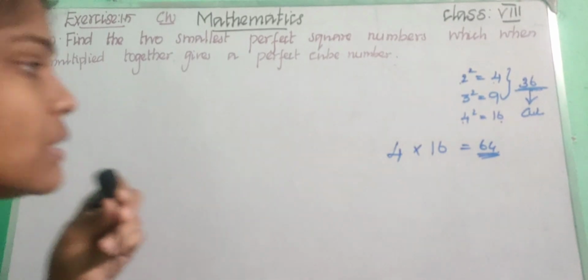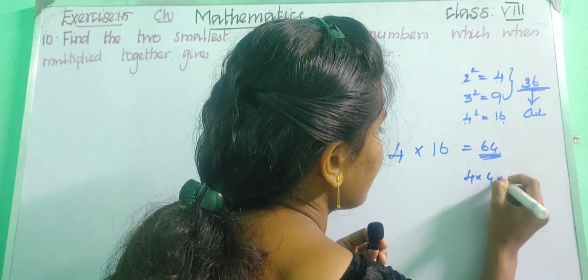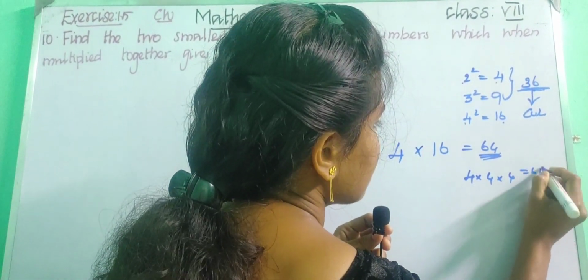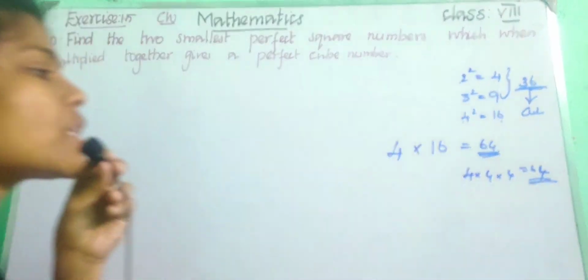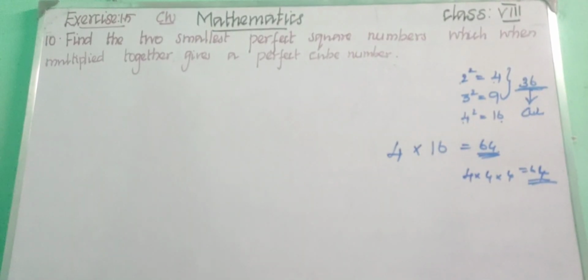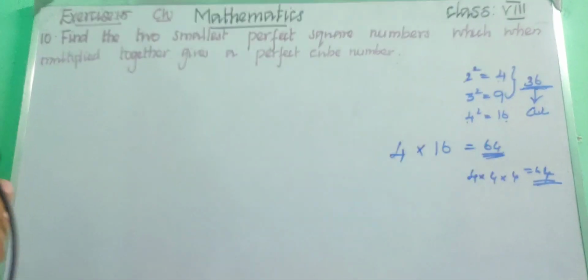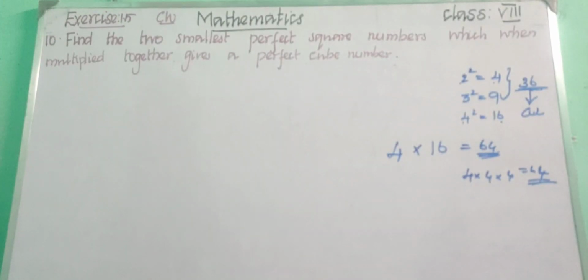Why? Simply, if you are multiplying 4 into 4 into 4, you will get 64. So it is a perfect cube number. So what are the smallest two perfect square numbers? 4 and 16 are the two smallest perfect square numbers. Okay, children, so first of all, write this question.